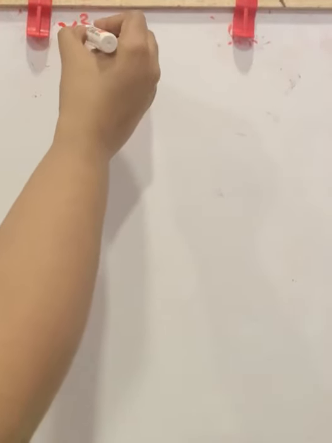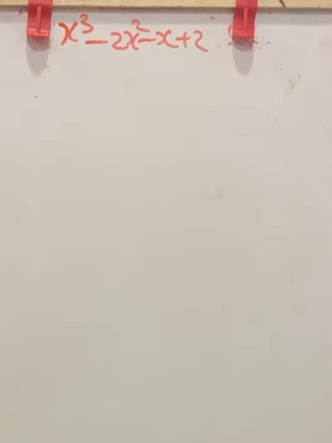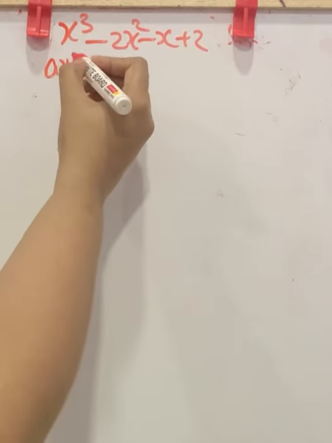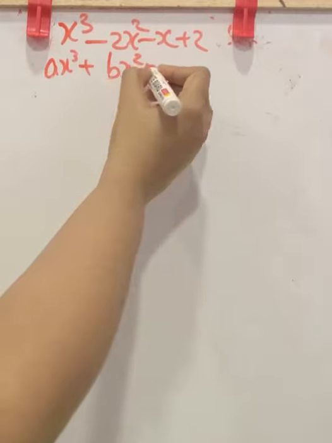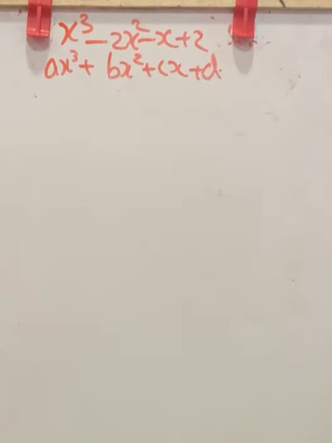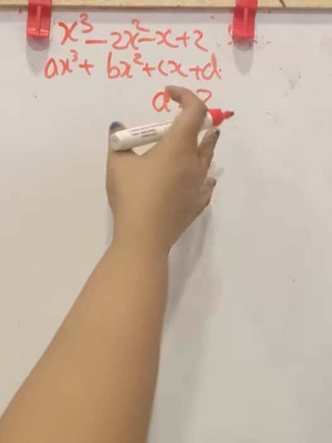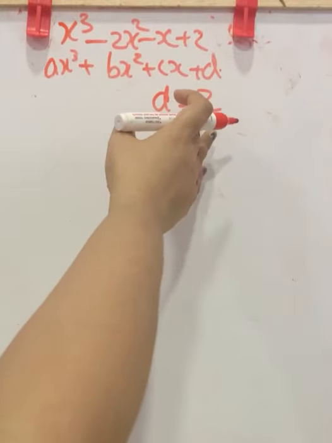Next is factorization of a cubic polynomial. The question is, factorize x cube minus 2x square minus x plus 2. When you get a question like this, that is, factorize a cubic polynomial, first you want to consider the d term. D term means this is ax cube plus bx square plus cx plus d. D term is the constant here. So consider d. It is 2.